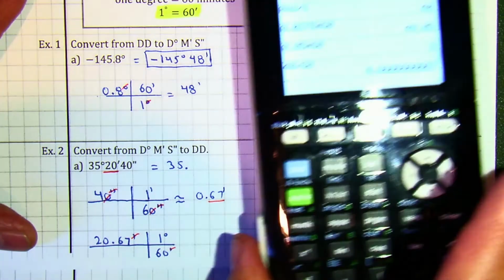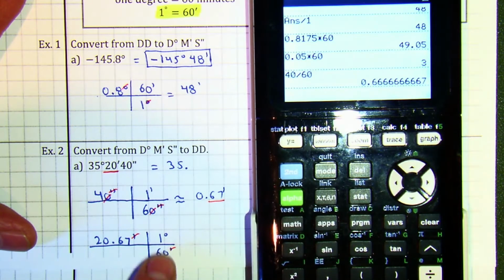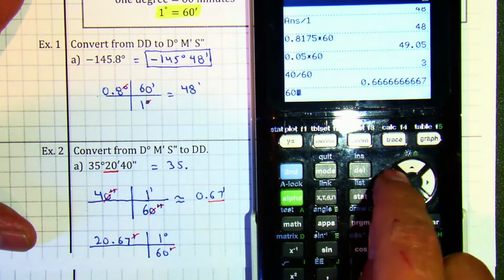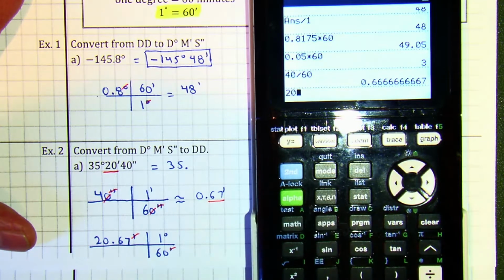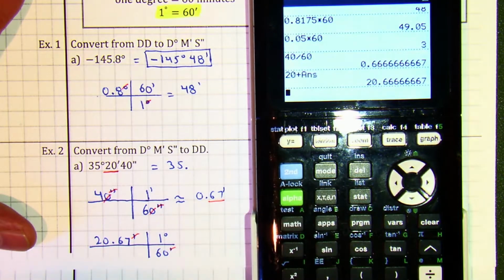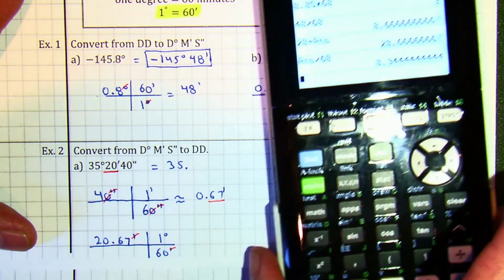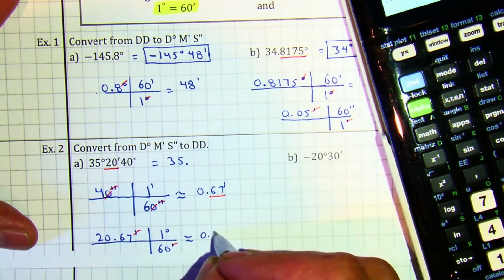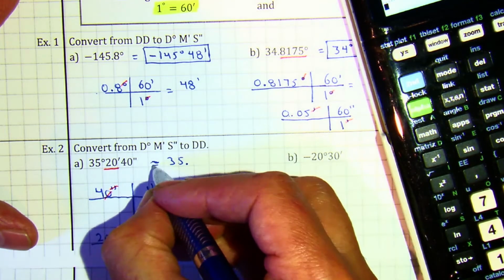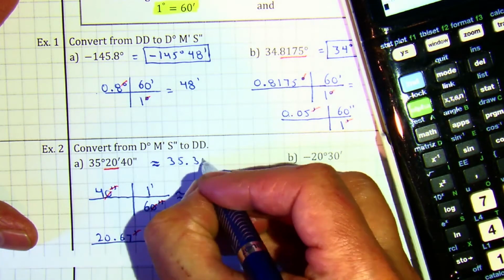And now I'm just going to multiply 20.67 times 1 divided by 60. Remember that I don't want to lose what I had before, so I'm going to do 20 plus my answer from before, so I have the exact, or a little more accurate, number. Now I'm going to divide it by 60. So 0.34. Approximately 0.34. I'll change this to an approximation, and this will be 35 degrees.